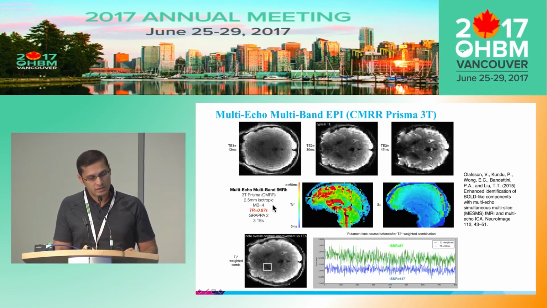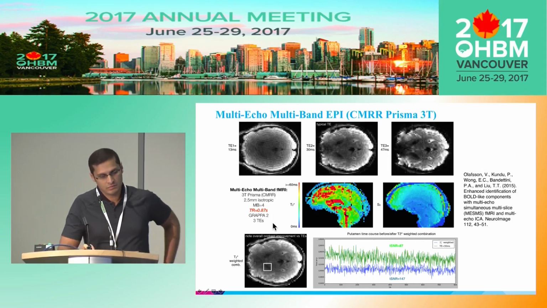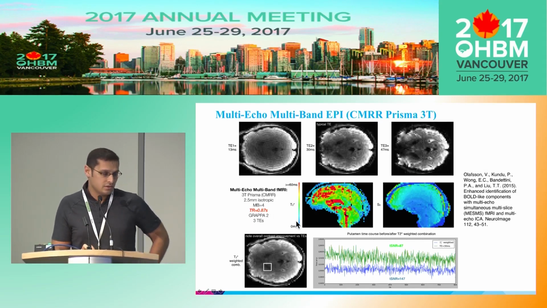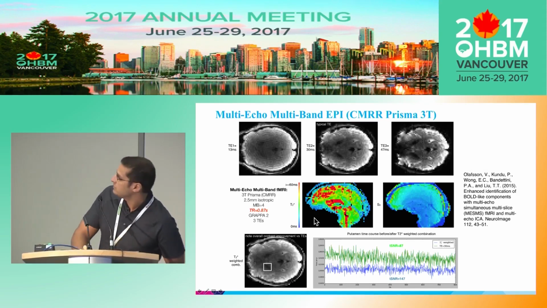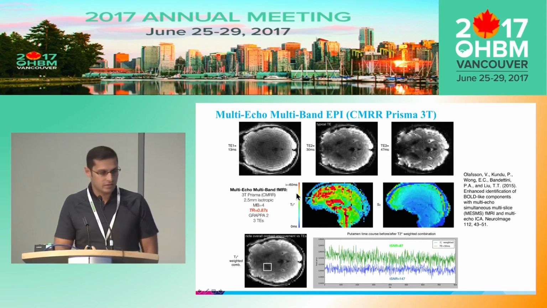What you can achieve is, for example, 2.5 millimeter isotropic resolution with a multiband factor of 4, which gives you a TR of 0.87 seconds using in-plane acceleration 2, and gives you 3 TEs. So what does that kind of boil down to? The contrast on these images is not too bad.